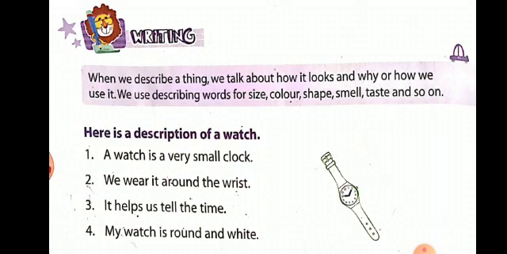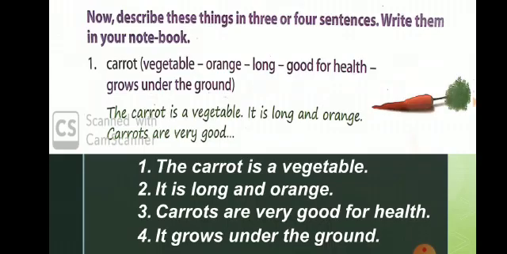In the same way, you can describe how it looks, what is the size of that thing, what is the color of that thing, what is the shape of that thing, and so on. In your book, 2 questions are given. You have to describe that with the help of helping words. The first one is carrot.